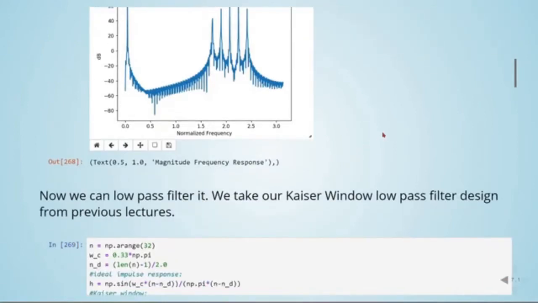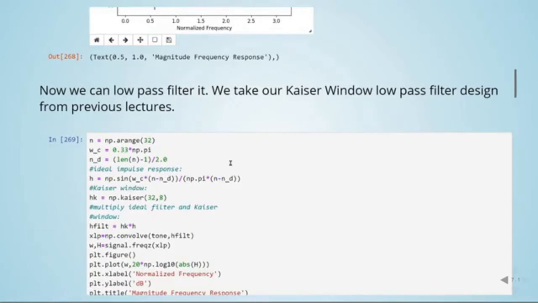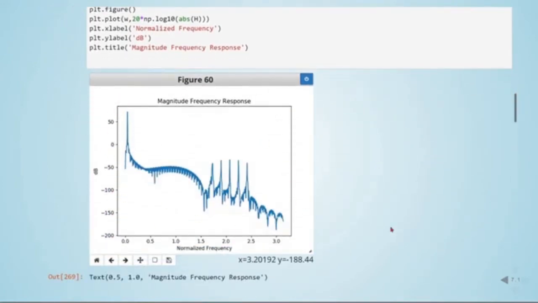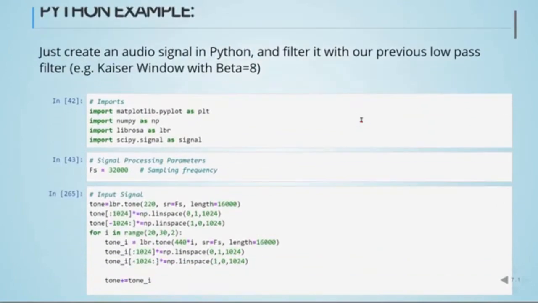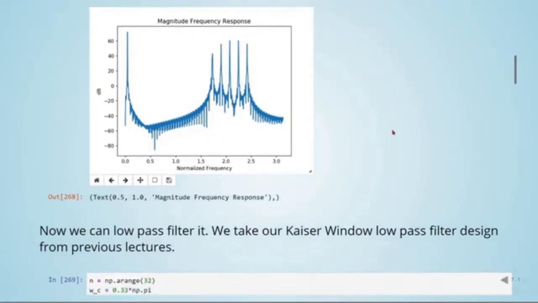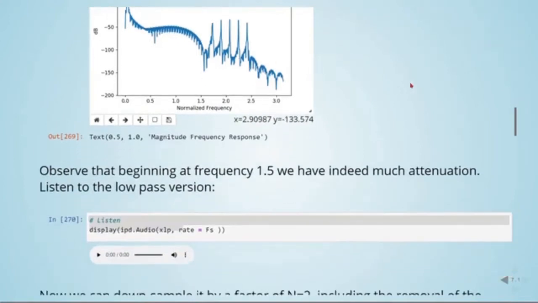So we will low pass it, and we will take our Kaiser window low pass design, length equals 32, the same as what we did in the previous tutorial. Here we have our filtered signal. For example, if we're downsampling with N equal to 2, we would have up to 8 kilohertz, and we would like to filter out everything above 8 kilohertz. So maybe we could use this filter, and we see that above half pi everything is attenuated, so we observe much attenuation from the beginning frequency on.